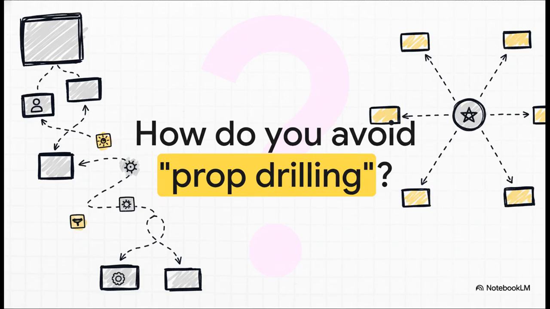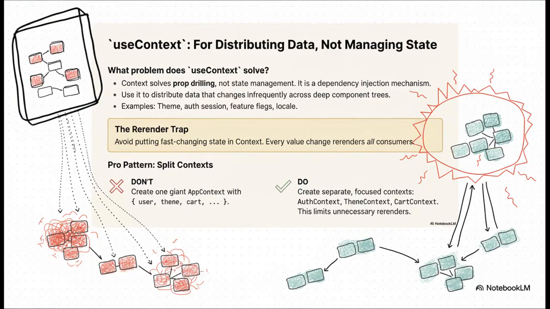All right, on to the next big challenge. We've all been there. You have some data at the very top of your app, like the current user's theme, and some little button component 10 levels deep needs it. Passing that prop down and down and down through every single layer is just awful. That's prop drilling. So how do we solve it? This is the textbook problem that useContext was built to solve.